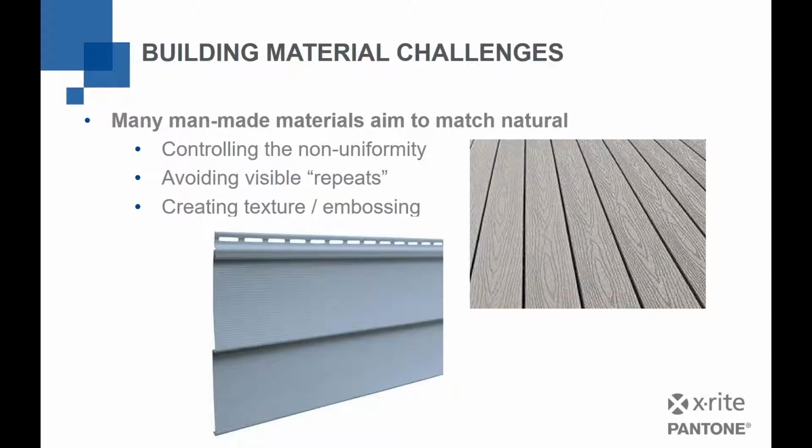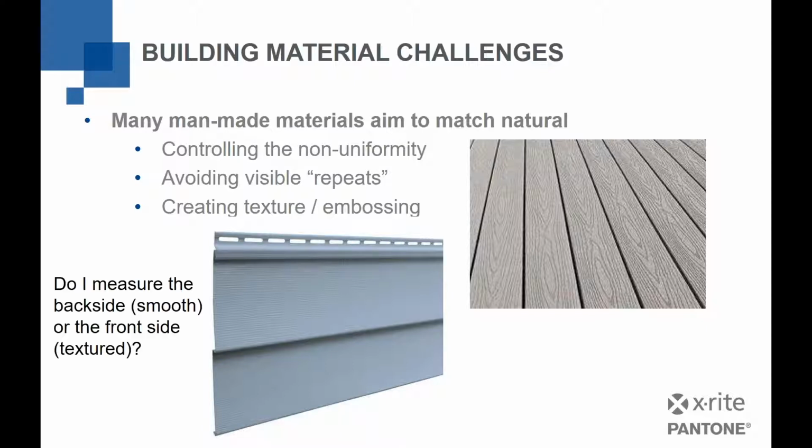For example, we look at this piece of vinyl siding. On the back side, it's going to be smooth, but on the front side, the side that will be facing to us, the user, the consumer, we've got texture. Why? To give it the look that this is a piece of wood that's been painted. That's the goal, and that's what they're trying to achieve.